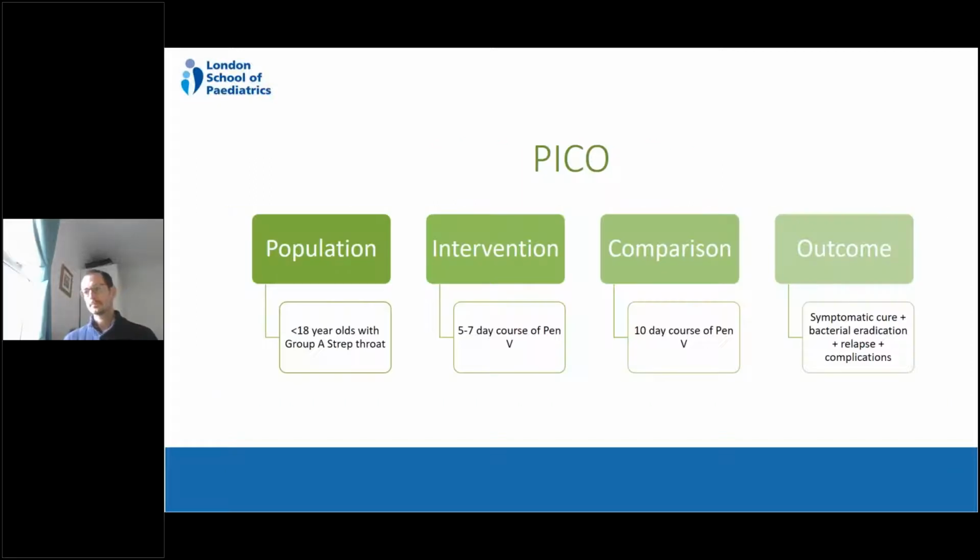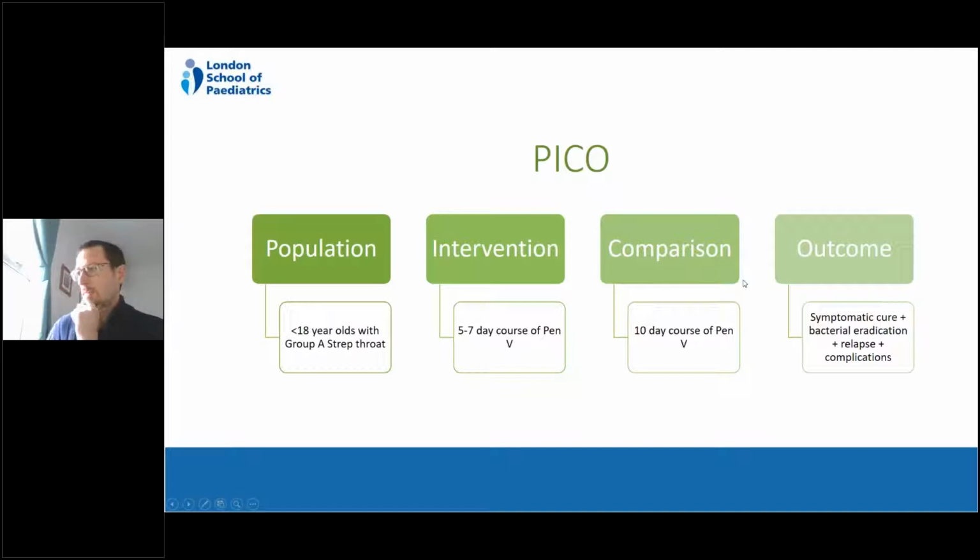So having this question in mind, you go through the whole PICO process. In terms of the population, you want to delve deeper into those who are less than 18 years old with a group A strep infection. The intervention and comparison you're trying to compare against each other is a 5 to 7 day course versus a 10-day course of PenV. In terms of outcomes, you're looking at whether there was symptomatic cure and bacterial eradication, any relapse, and also any complications as well.